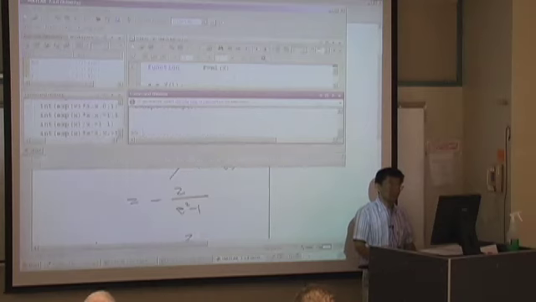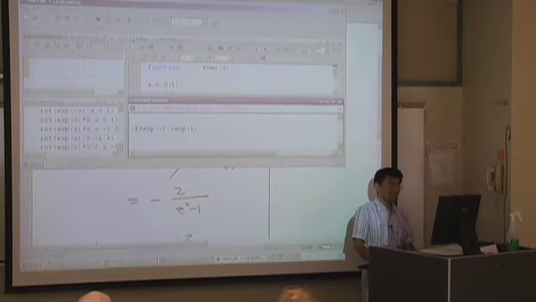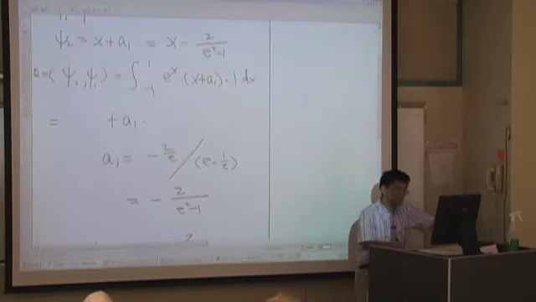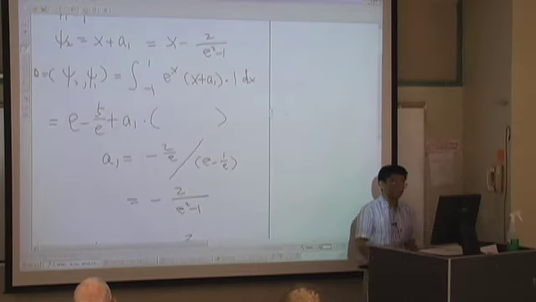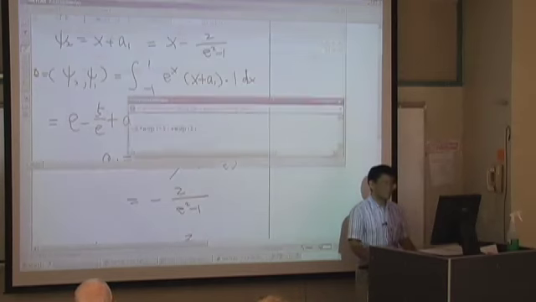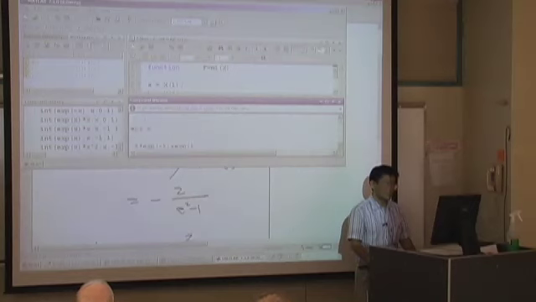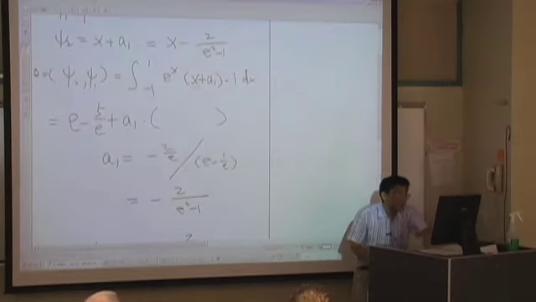So this is the correct result. E minus 5 over e is the result. And then a1 times this thing. Oh, sorry. Even this is a mistake. What am I doing? Take a look. X times this one.